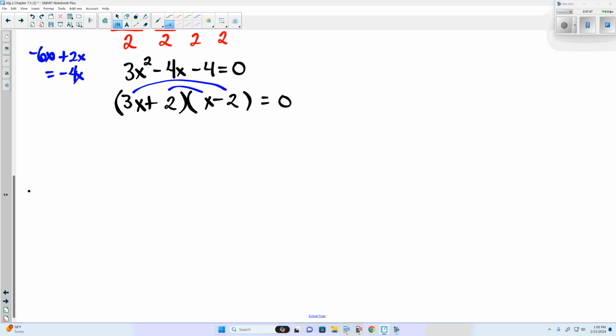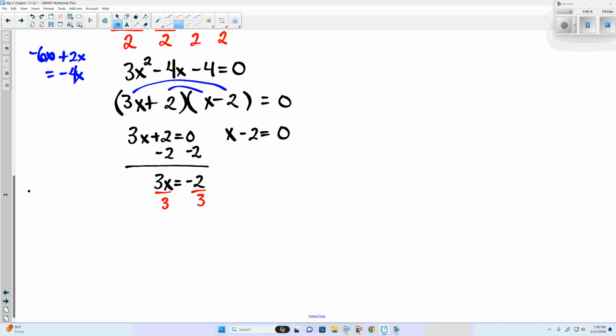Now at this point here, we have 2 things multiplied together that equal 0, so one of them must be 0. Either 3x plus 2 is equal to 0, or x minus 2 is 0. Now for our 3x plus 2, first thing we can do is subtract 2, telling us that 3x is equal to -2. At this point here, we can divide both sides by 3, telling us x is equal to -2/3. So there's one of our solutions. The other one we're going to add 2 to both sides, telling us x is equal to 2.